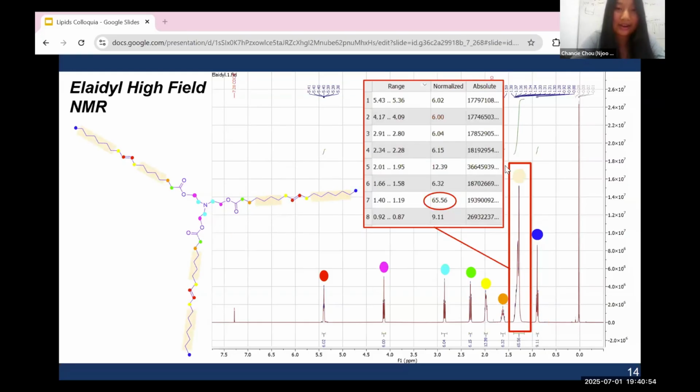So lastly is our lipid chain, which is all the other ones that we haven't accounted for so far. And since we have 10 carbons unaccounted for on each chain so far and 3 chains, it should integrate to around 60.